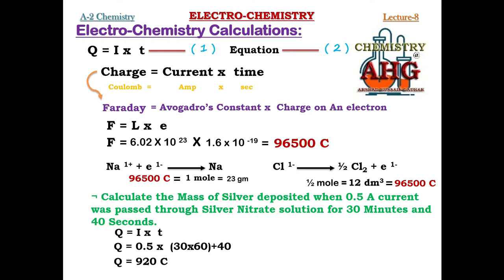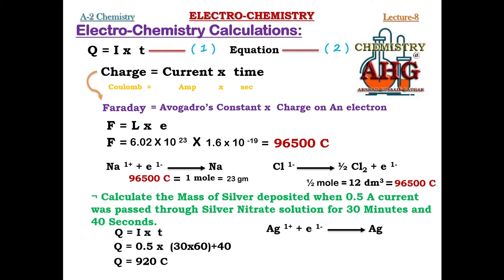You will have to write down a balanced equation for the reduction of silver. Silver is a metal. Silver carries a charge of 1 positive. It will gain 1 mole of electron. It will become silver atom. So this is reduction. What you can see from this equation, how many moles of electrons are involved?